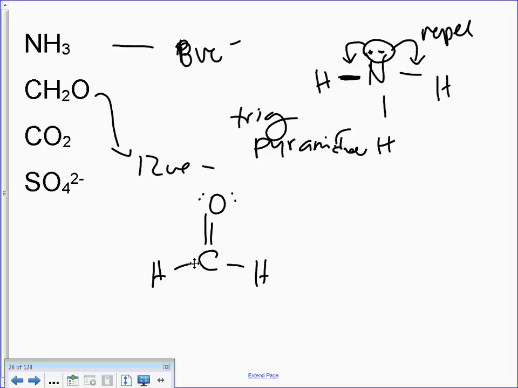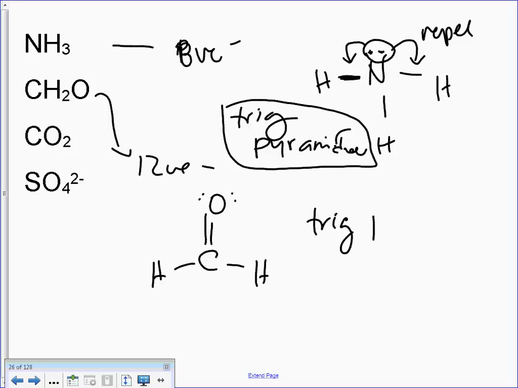What's the shape? Trigonal pyramidal? Trigonal planar. Right, trigonal planar, because of the flat appearance to it. Okay? This is making some sense. The terms will be coming into play more tomorrow.